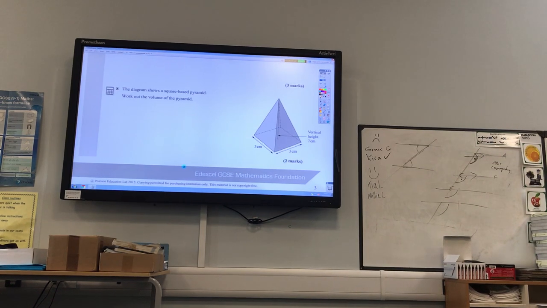I did it. Okay, this is question 8. It says work out the volume of a square base pyramid. If we think of this square base pyramid originally as a cuboid, like that, then the pyramid is part of that cuboid.